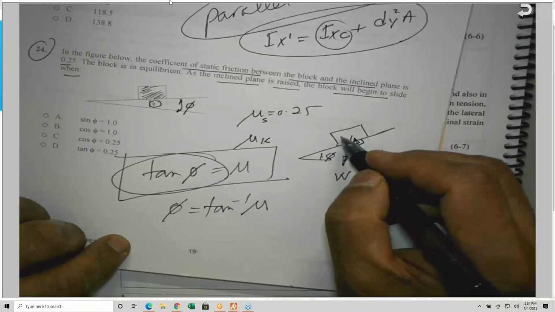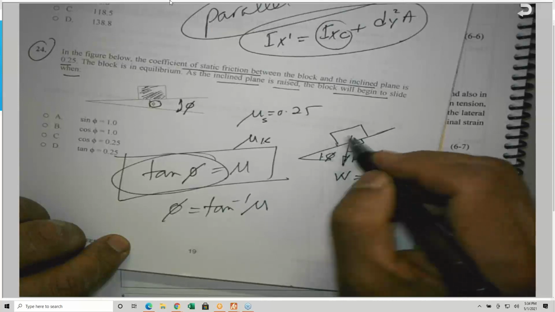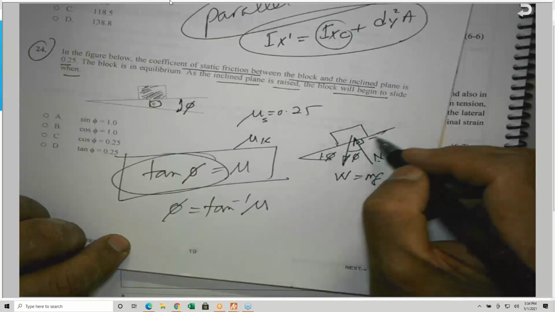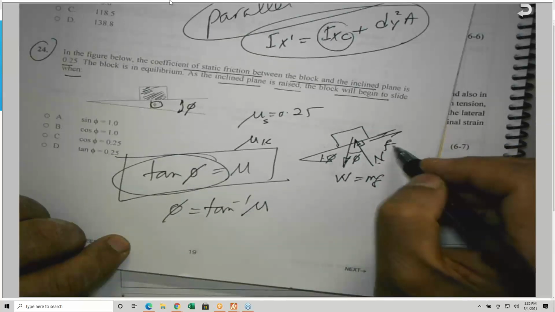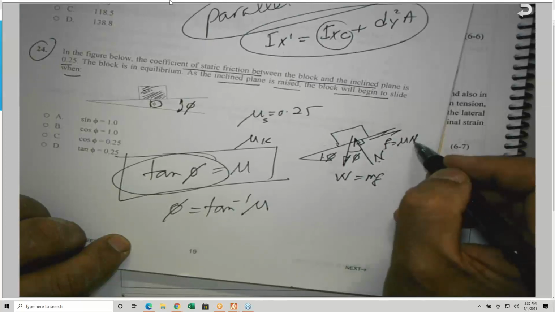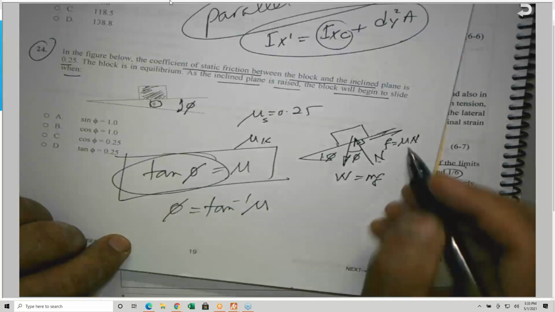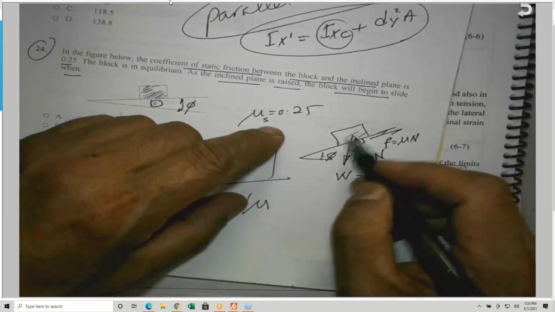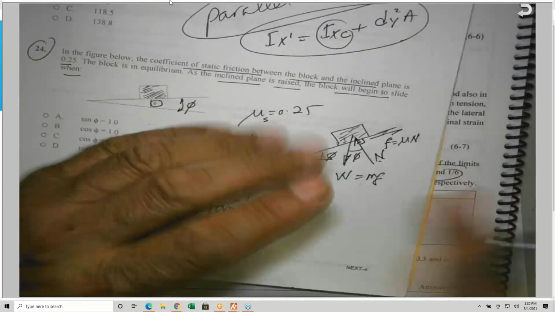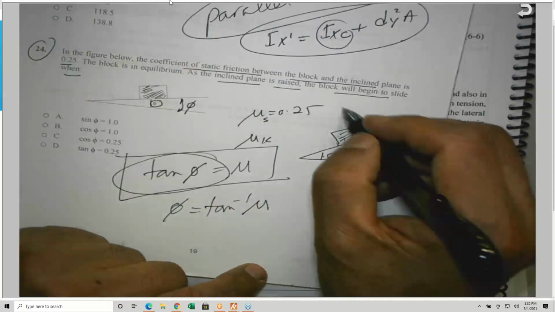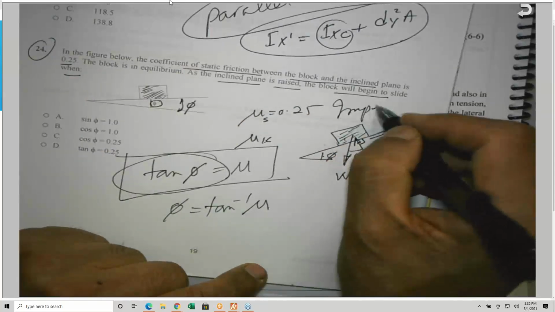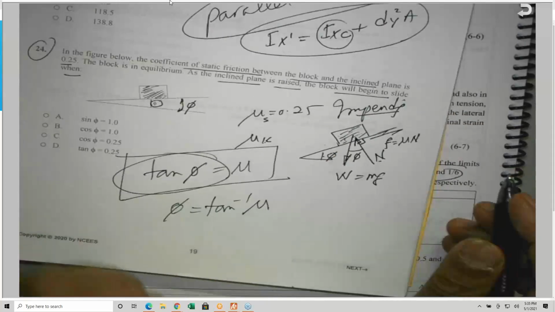And this block is trying to slide this way, down along this. So I have a friction force F. Always, F is opposing the motion. F is equal to mu N. When this block starts to move, it's called impending motion.